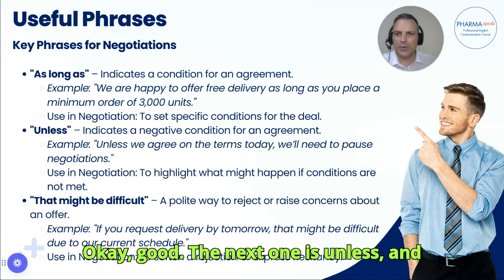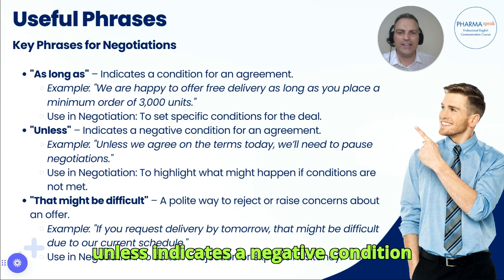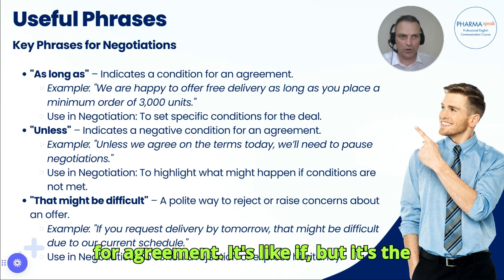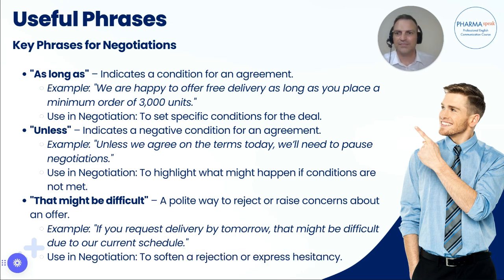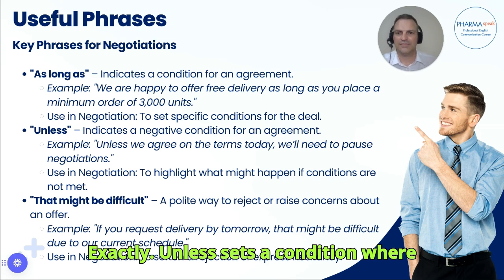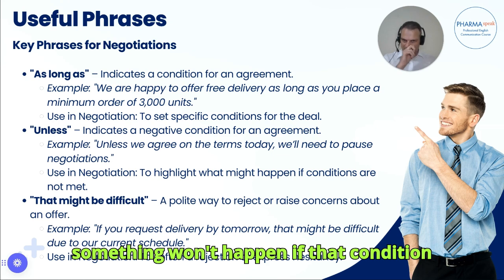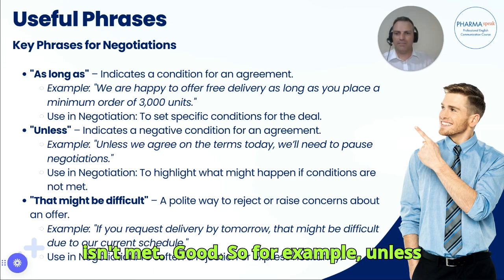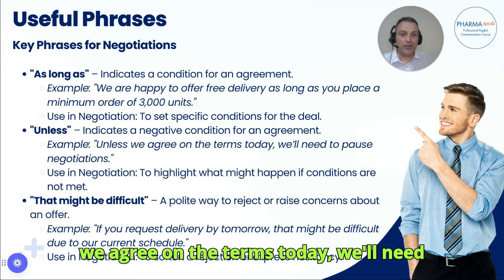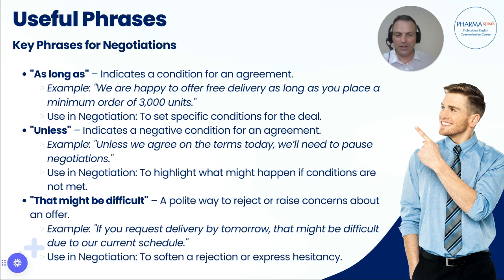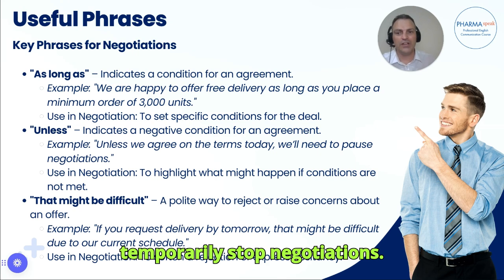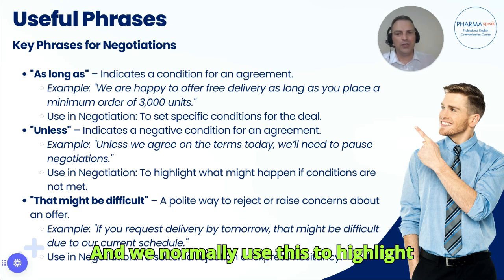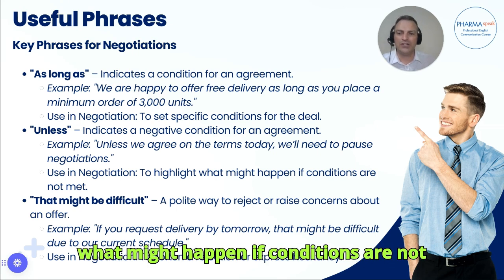Okay, good. The next one is unless, and unless indicates a negative condition for agreement. It's like if, but it's the negative one, right? Exactly. Unless sets a condition where something won't happen if that condition isn't met. Good. So, for example, unless we agree on the terms today, we'll need to pause or temporarily stop negotiations. And we normally use this to highlight what might happen if conditions are not met.